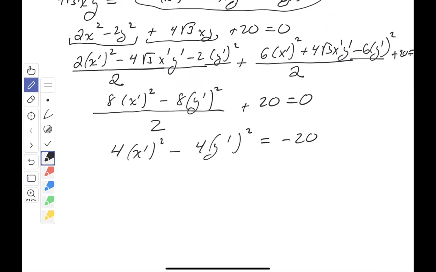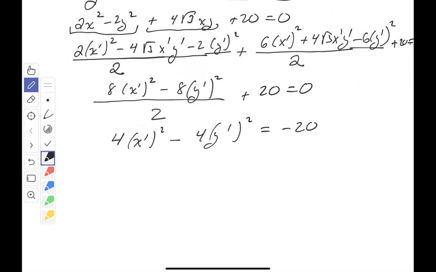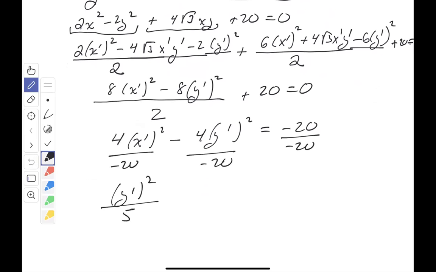Now what I can do, divide both sides by minus 20. That's like dividing every term by minus 20. What do you get over there? y prime squared over 5 minus x prime squared over 5 equals 1. Okay, now what? You need to identify what this is. What is it? It's a hyperbola.